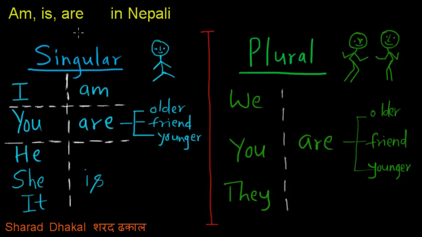Let us look into am, is, and are in Nepali today. We've got singular and plural forms. In singular, there is I am, you are. You are is going to take at least three different forms depending on whether the person is older than you, or of your age around, or younger than you. And then there is he is, she is, it is, and in plural we've got we are, you are, same thing here, and they are.